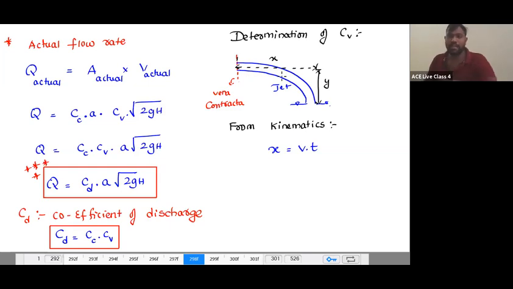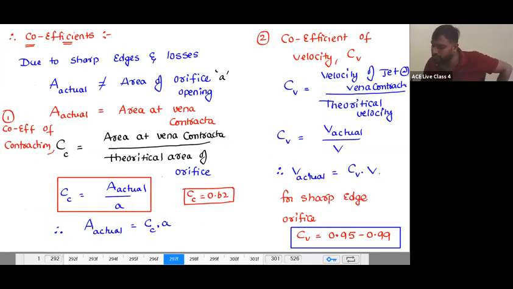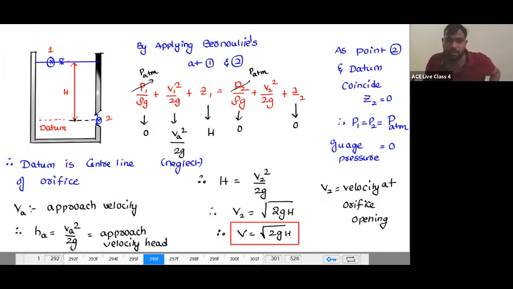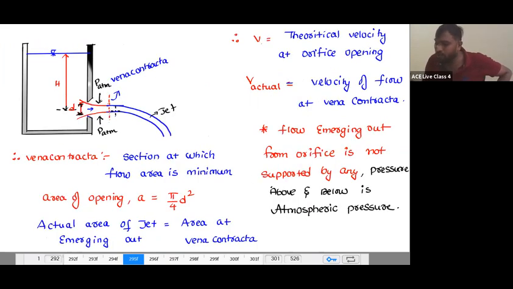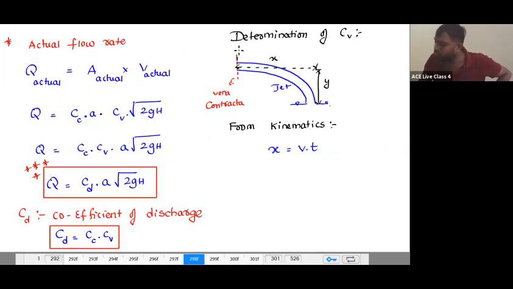Whatever the distance, when the jet emerges out, it must be having some velocity from the vena contracta, and you know that velocity is nothing but the actual velocity. Yes or no? So actual velocity. Now you see, this is V actual. You keep that.